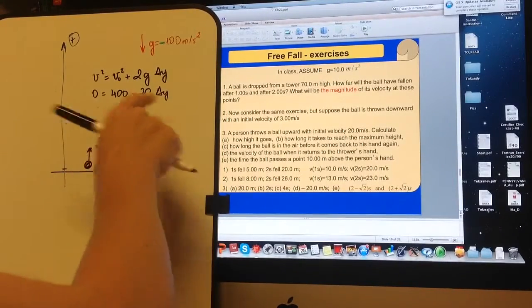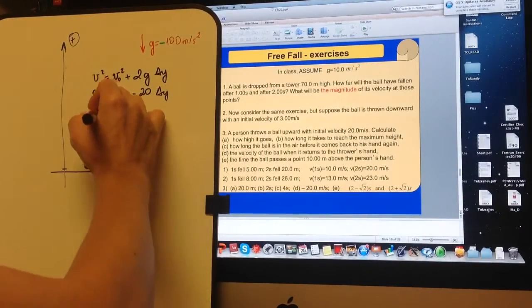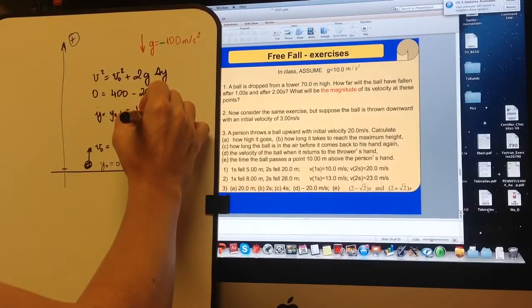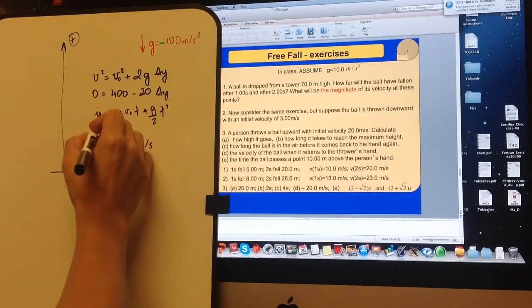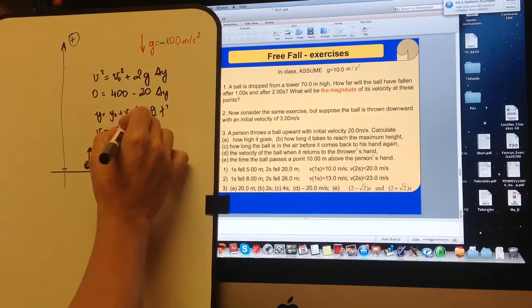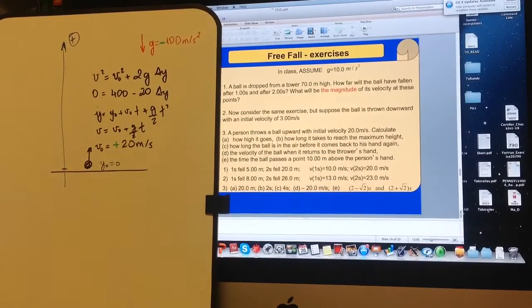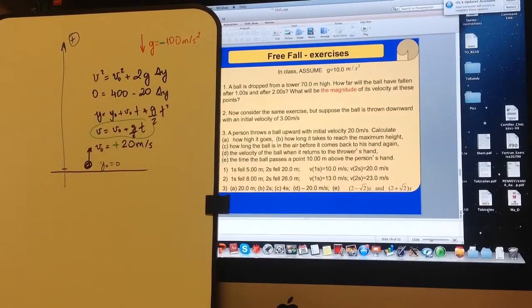Now, how long does it take to reach that maximum height? Now that I know the maximum height, I can go either for the equation that involves position, where I have the delta y and will get the time, or for the equation with velocity. Which one would you pick? There is a big advantage in using this one here. Now we just want information about time. The advantage is that this is a linear equation, so I don't need to solve a quadratic equation. Both will work, but I'll pick the easiest one.